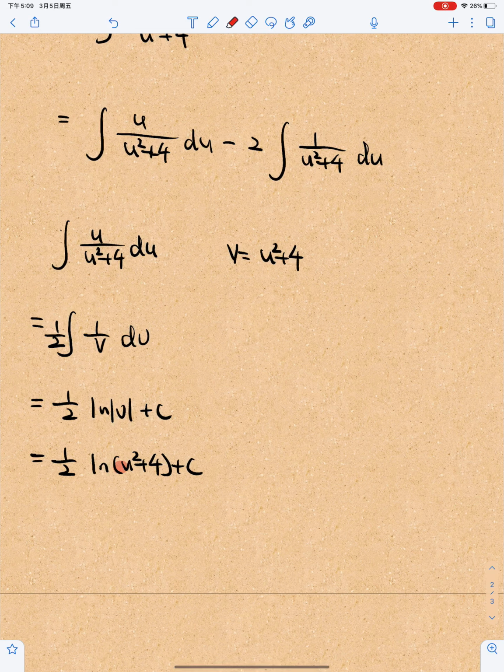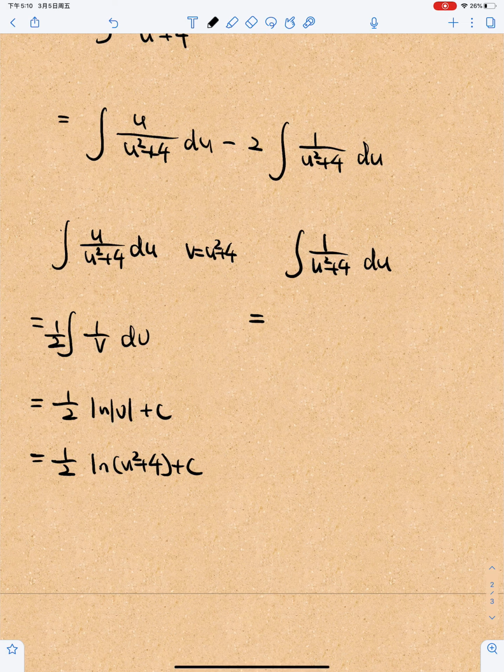You can see that I dropped the absolute value here. The reason is that u squared plus 4 is always a positive number. Therefore, we don't need to take the absolute value anymore. So that is the first part of the integral. What about the second part? I'm going to do the second part on the right-hand side here. What is the integral of 1 over (u squared plus 4) du?